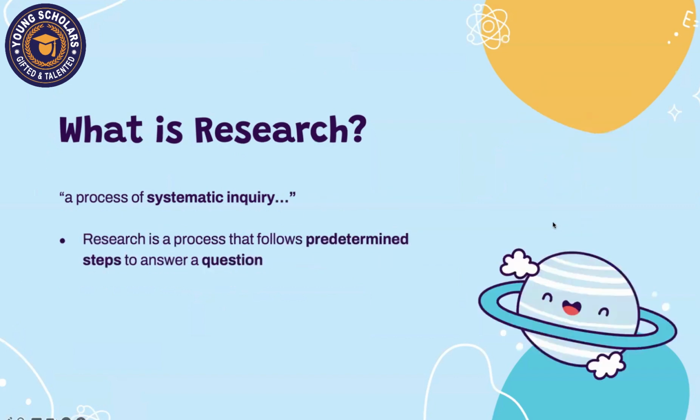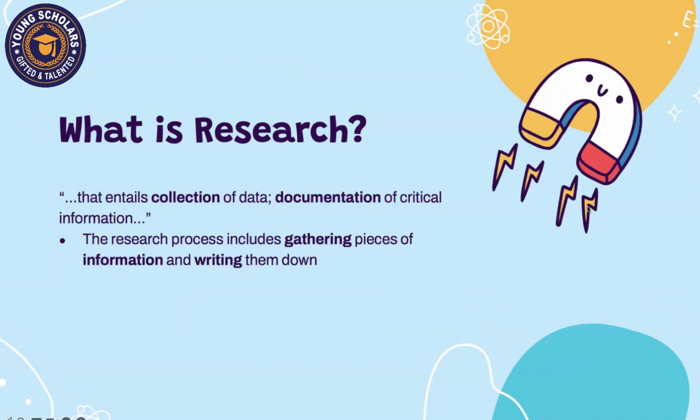First, we start here: a process of systematic inquiry, which basically means that research is a process that follows predetermined steps to answer some sort of question, right? That's the baseline of how you do research. There are many steps, and we'll cover that when we talk about the scientific method. But again, that's the fundamental. What are part of these steps? Collection of data and documentation of critical information, right? Gathering pieces of information and writing them down. We'll talk a little bit about what different types of data you can collect as well.